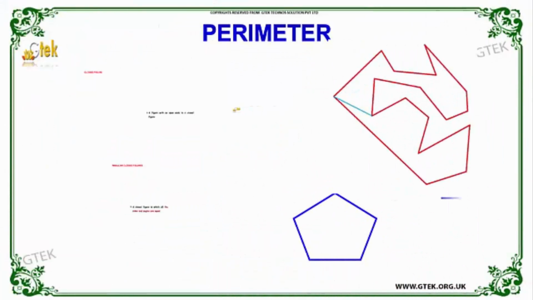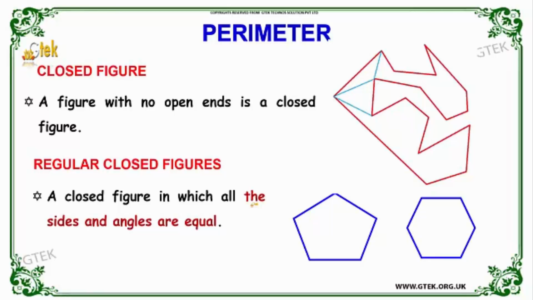Let's move to the first concept, that is closed figure. A figure with no open ends is called a closed figure. You can find a closed figure over here. So there are no open ends at any corner.